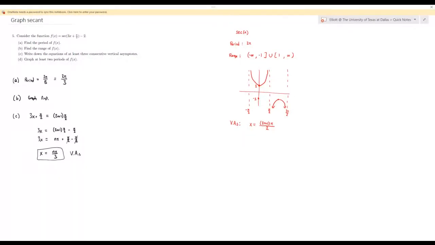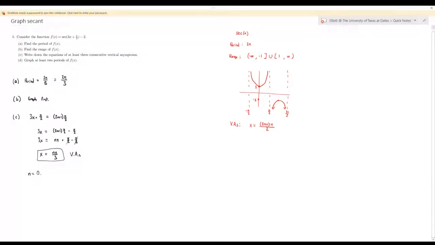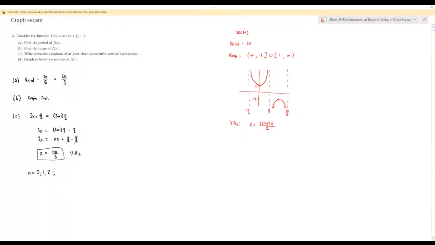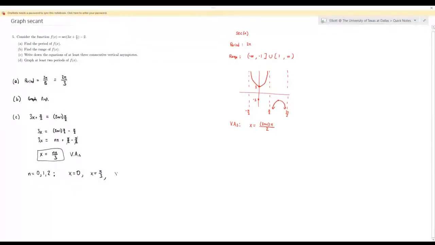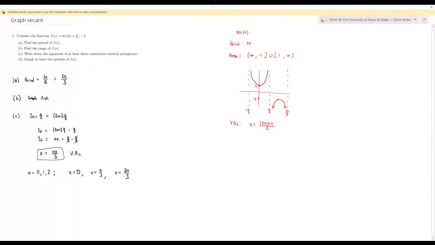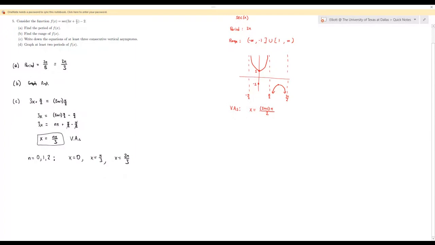And then to get 3 consecutive vertical asymptotes, again, just plug in 3 consecutive numbers for n. So I'll do 0, 1, and 2. But you could do 1, 2, 3, or any other 3 consecutive numbers. When n is 0, you get x equals 0 as one of the vertical asymptotes. When n is 1, you get x equals pi over 3. And when n is 2, you'll get x equals 2 pi over 3. So that would be 3 consecutive vertical asymptotes in particular.